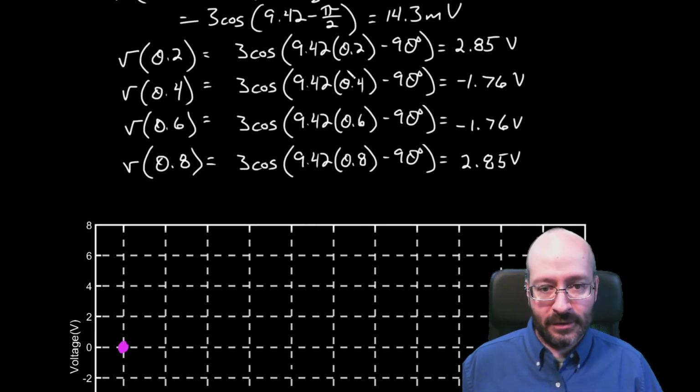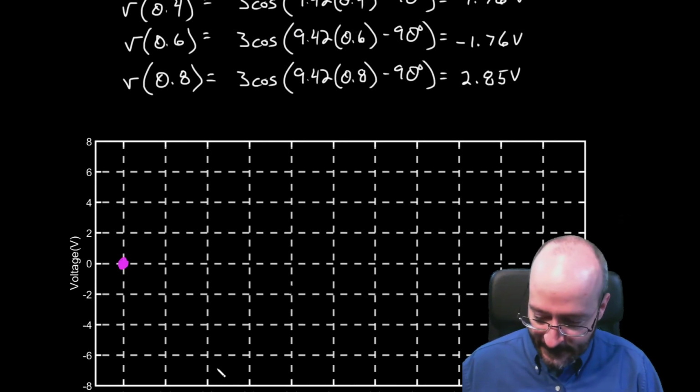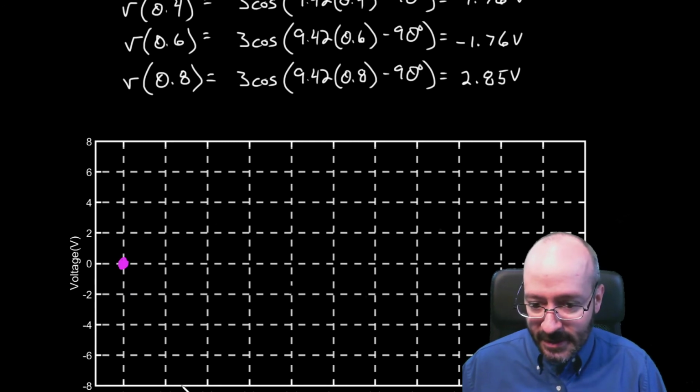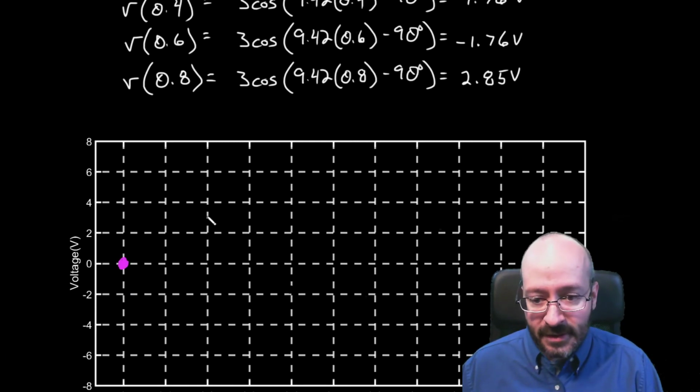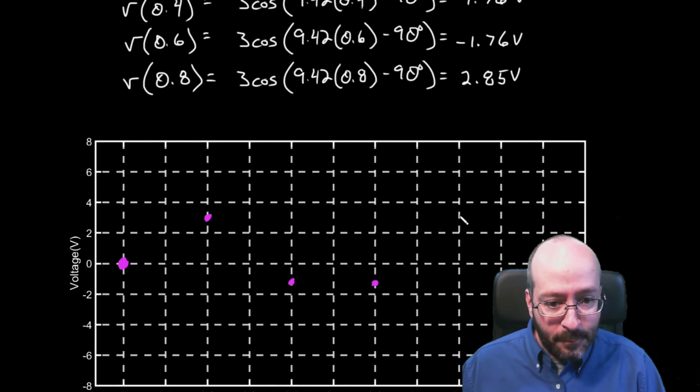All right, so let's go label those down here. So at 0.2, right, I just changed that time along this column. At 0.2, we've got 2.85. So let me get the right pen color back out here, 0.2. I've got 2.85, so that's going to be somewhere in this neighborhood, right? At 0.4, I have negative 1.76, so that's going to be somewhere down here. Okay, at 0.6, we're also down here. Okay, and then at 0.8, we're back up here. So it looks like we're going to follow a path that looks something like this.